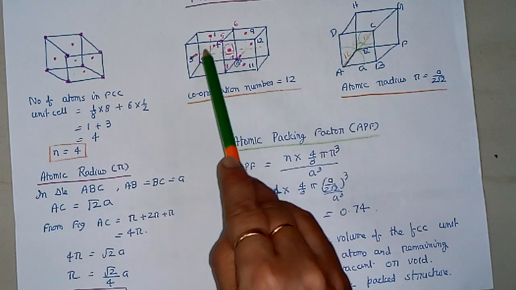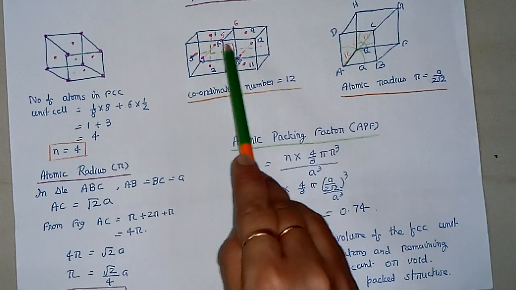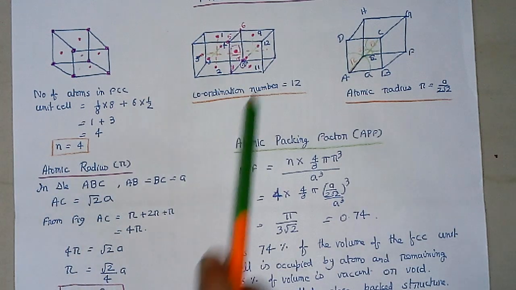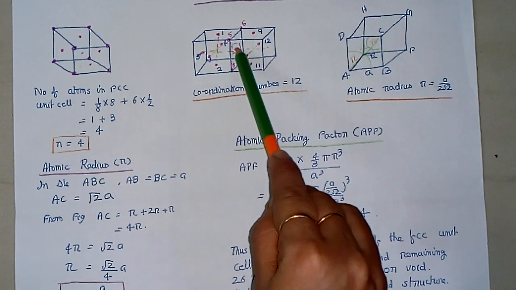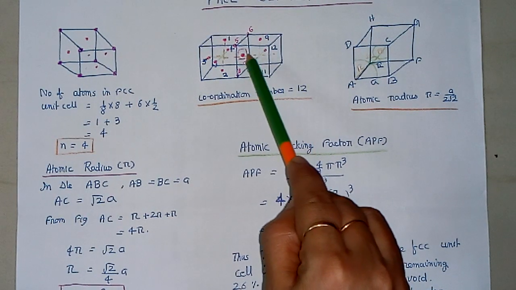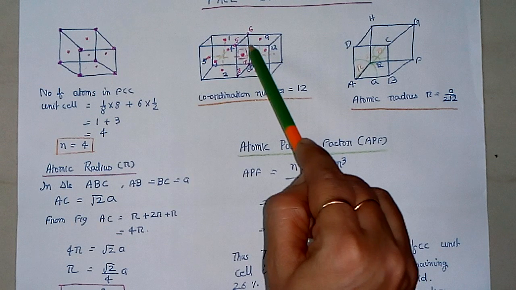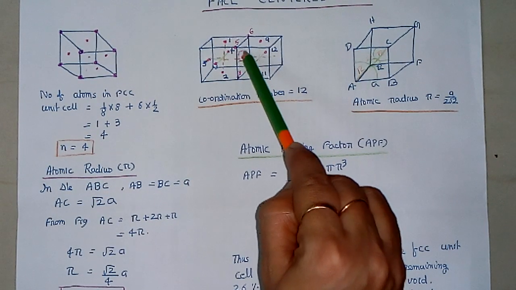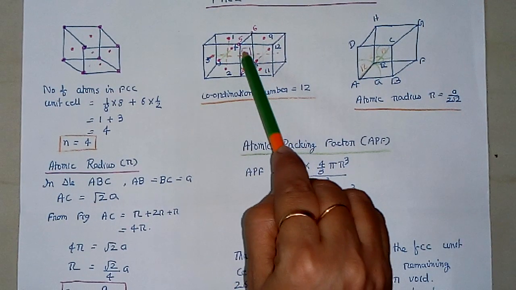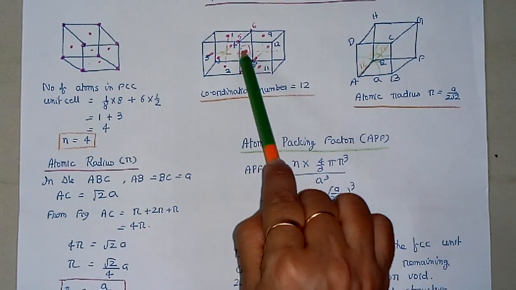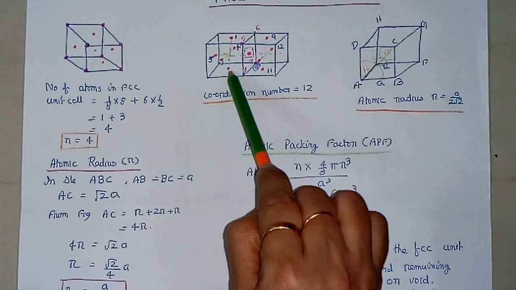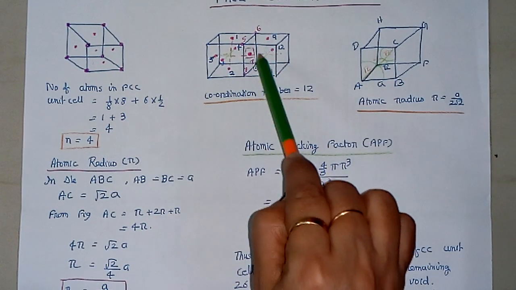Let us calculate the nearest neighbor for this. What is the nearest neighbor for this? As the atom is lying here at this face, it is shared: half for this cube and half for the other cube. For this face center atom, the face center atoms of this face and this face are the two nearest neighbors.